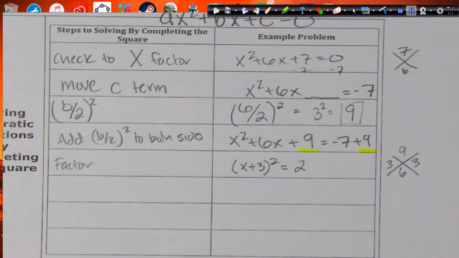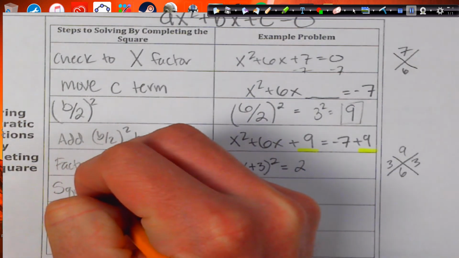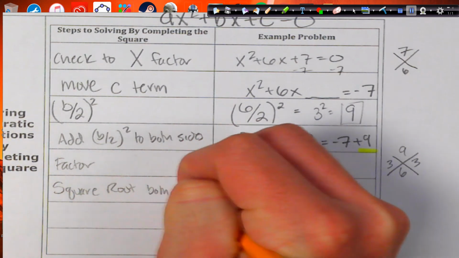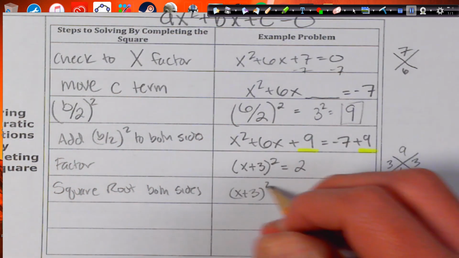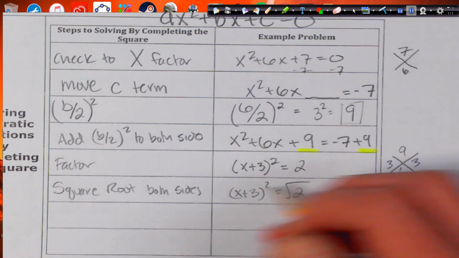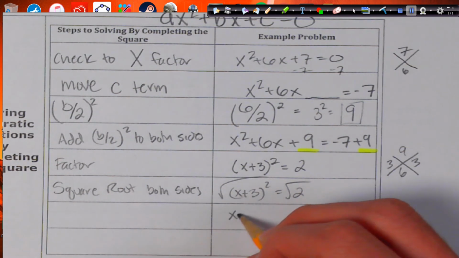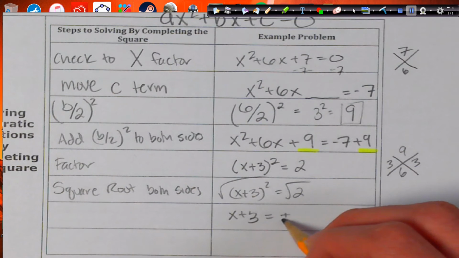Now, what's the benefit of this is we have a squared term. I can actually square root both sides. So we are going to now square root both sides. So we're going to get x plus 3 squared equals 2, and we're going to square root them. And so we get x plus 3 equals plus or minus rad 2.